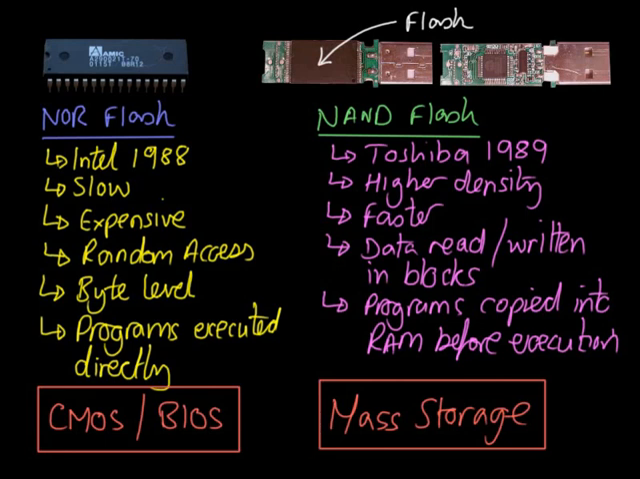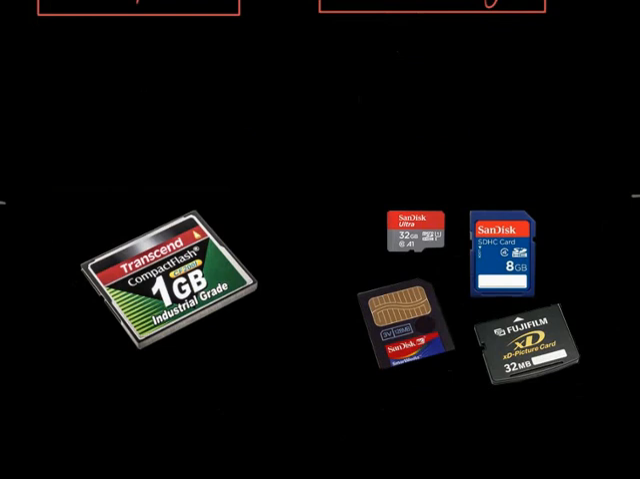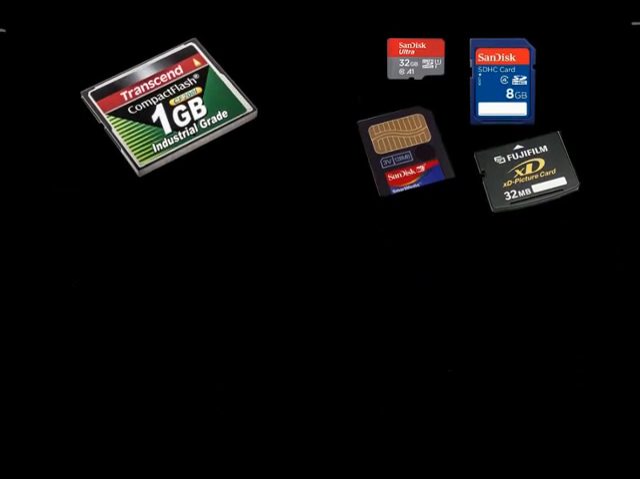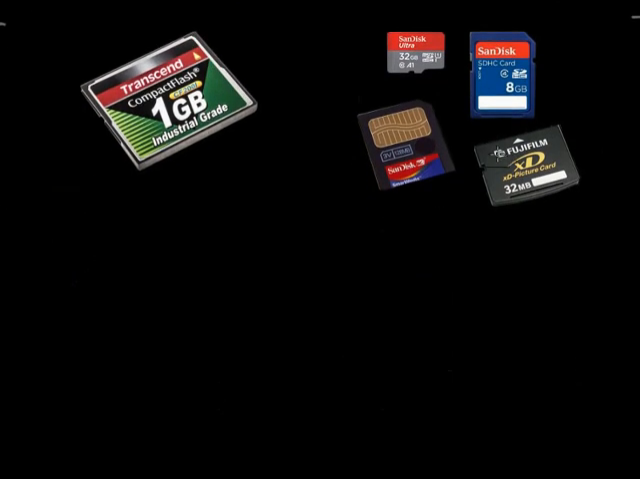So let's look at some common types of flash memory that you may well have heard of before. I'll put a few up on the screen there. The first one to be really invented, this was around about 1994. So 1994 was the CF card, or the compact flash card. Some of you may be familiar with this. It's fairly unlikely, to be honest. Compact flash, that's what CF stands for.